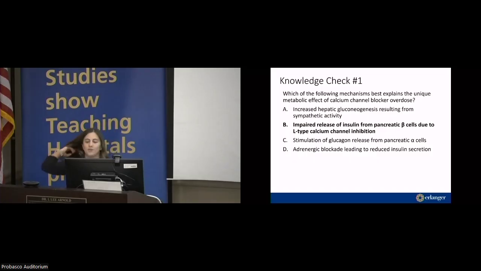Yes, it is B. So remember, the pancreatic B cells are inhibited due to the L-type calcium channel inhibition in the pancreas when you overdose on a calcium channel blocker, and that's how you can get the more hyperglycemic effect in the presentation.